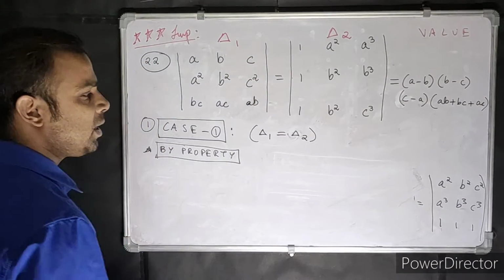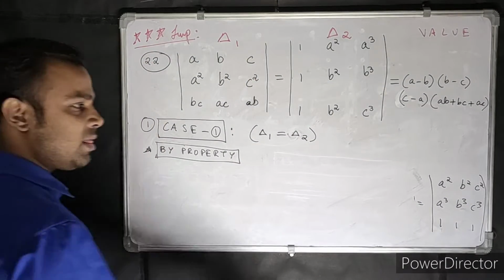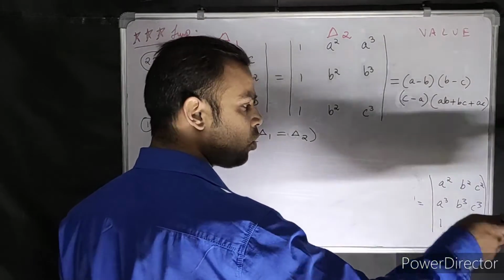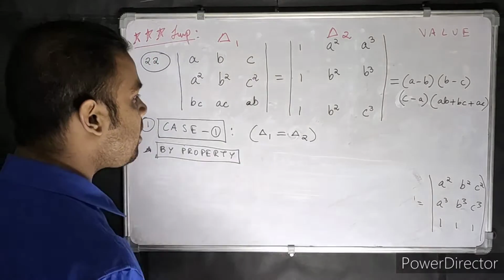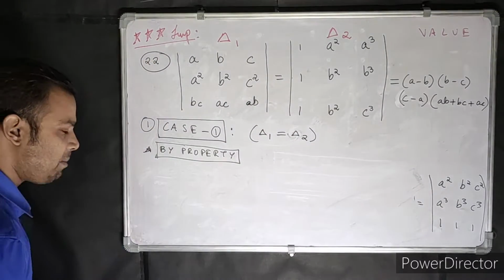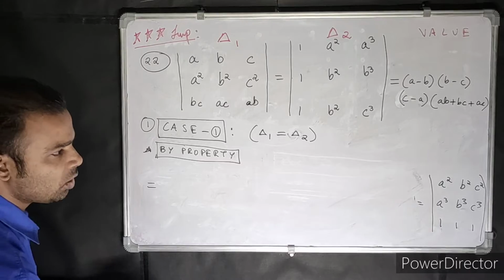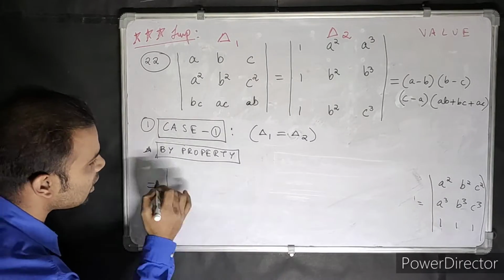Go back to the videos where I have proved these properties. You will find the property that says that when the rows are changed to the columns, or the columns are changed to the rows, then the determinant remains unchanged. I proved it very nicely. You all might want to see it. So that's what I'm going to do, change the rows to columns.